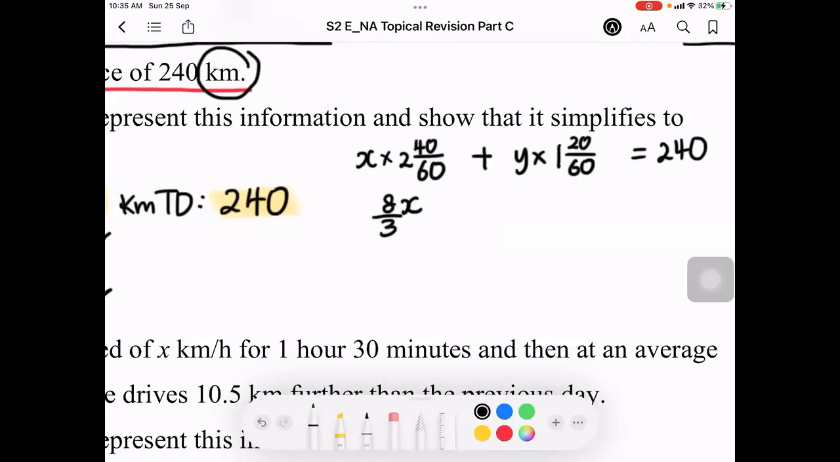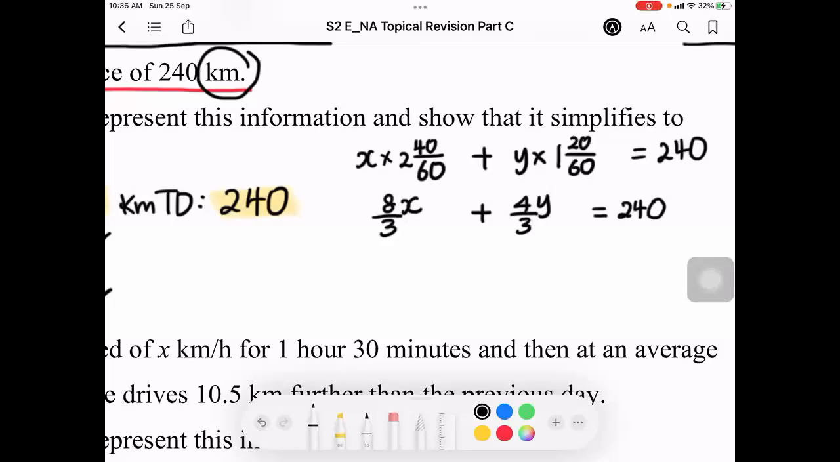The denominator means divide already. Plus the next one, also 1 and 20 over 60. Use your calculator, Shift, make sure the 3 square boxes appear, 20 over 60, I get 4 over 3. So this is 4 over 3 y. Instead of writing the y in the middle, I'll put the y on the top. Everything equals 240. So did every one of you get this step?